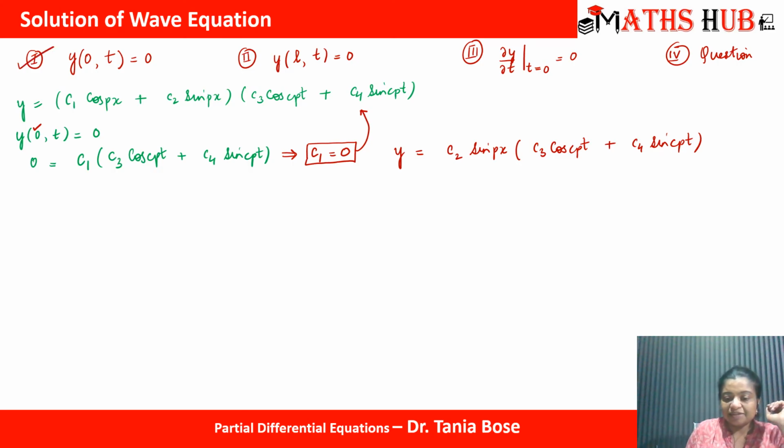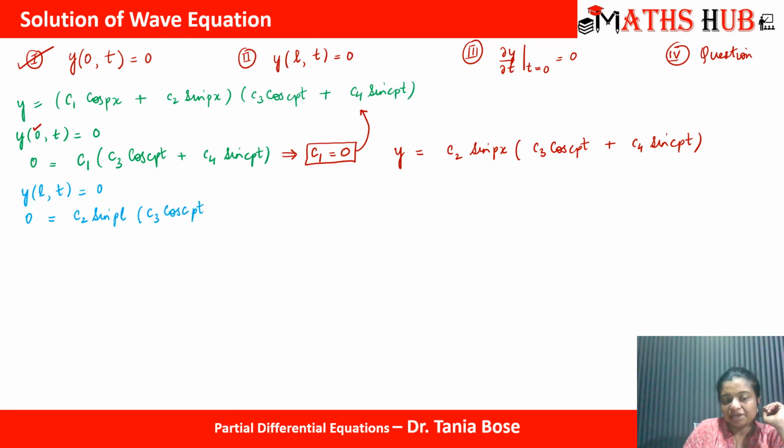Now let us apply the second condition. The second condition says y at L comma t is equal to 0. So now we have to substitute this value of y in this. So 0 is equal to, put x equal to L. So we get C2 sine PL. There is no change in t, so we will get the same terms.